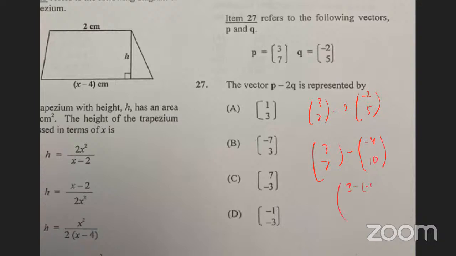3 minus minus 4, 7 minus 10. So that's 7, minus 3. That's (7, minus 3).